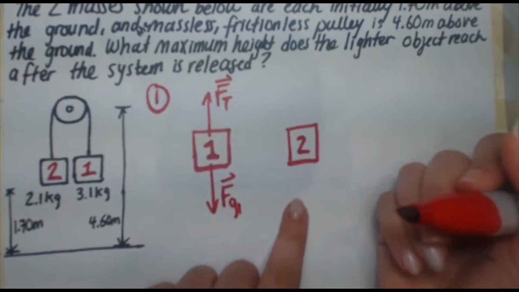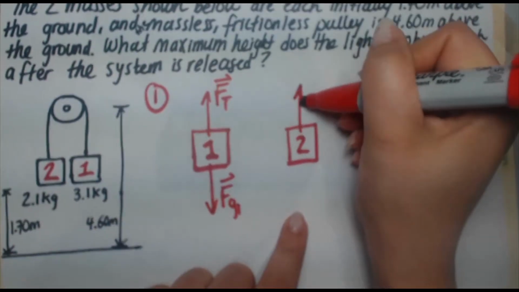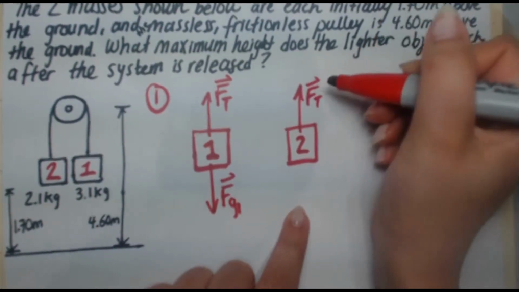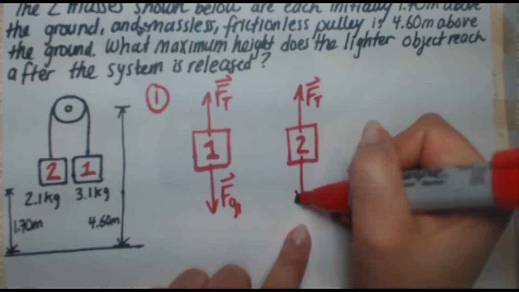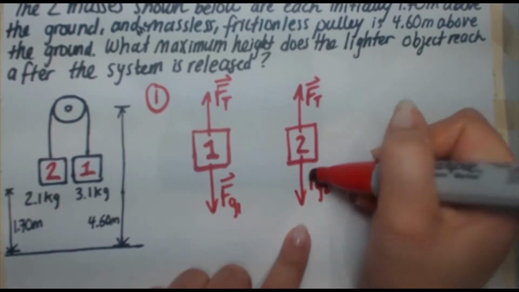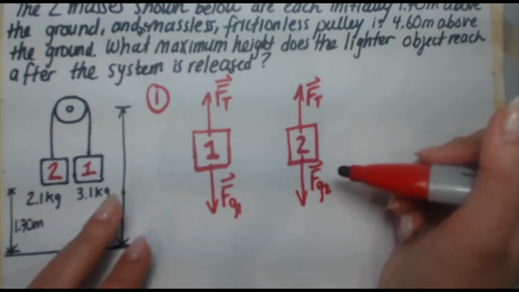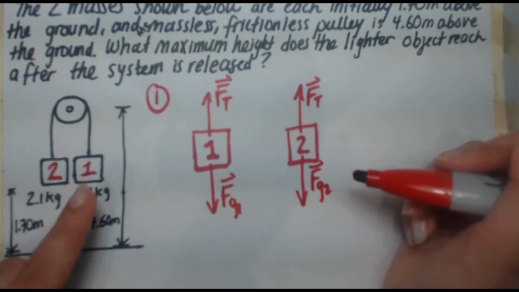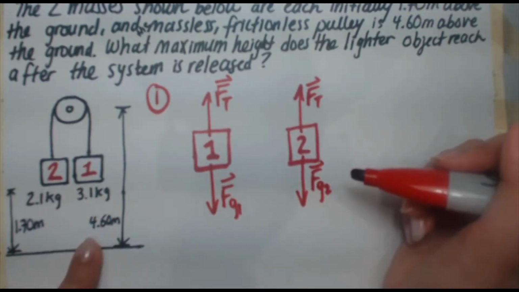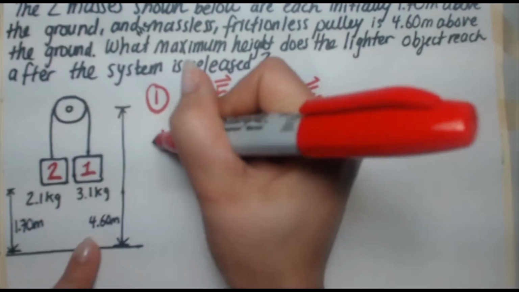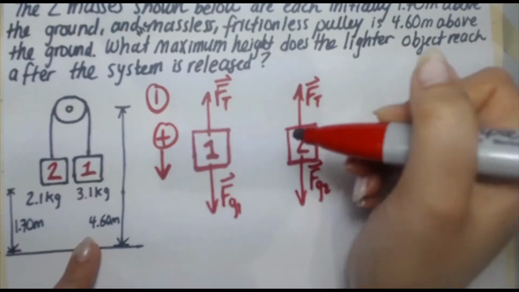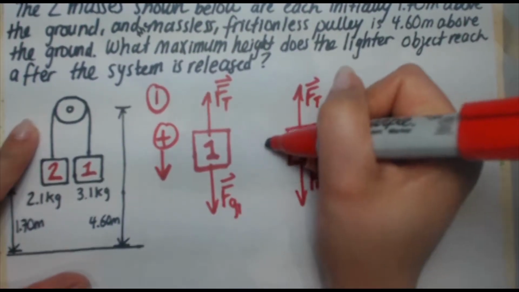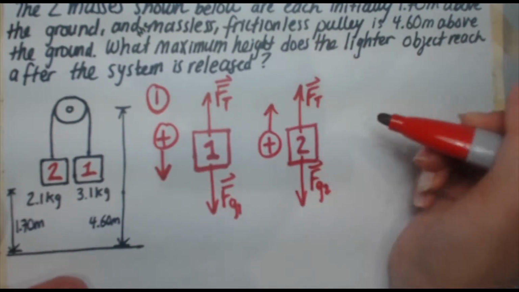Okay, for block 2, I've got a force of tension going up. Same Ft, so no subscript. Block 2 also has a weight. We're going to call that Fg2. Now, different blocks are moving in different directions. Obviously, block 1's going down because it's heavier. So for block 1, I'm going to let positive be the down direction. Block 2 is on its way up, so I'm going to let positive be the upward direction for block 2.